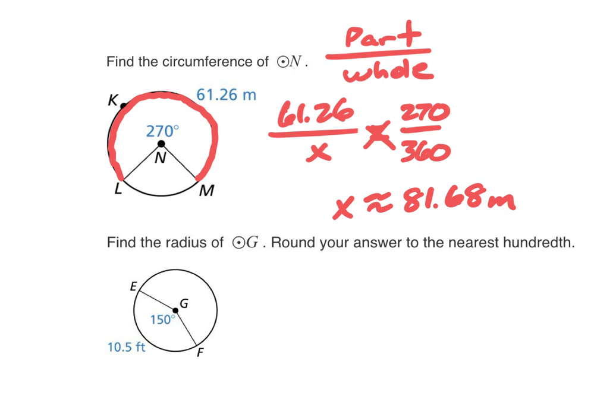Okay. And it should be a little bit bigger than 61.26. Once again, just making sure your answer makes sense. 61.26 is part of a circle, so it should be a little bit longer than that. And it's like 3/4 of the circle, essentially. 270 over 360.